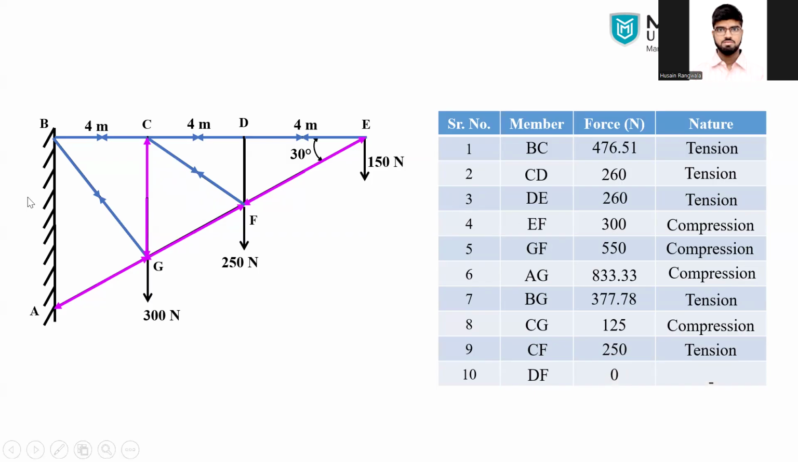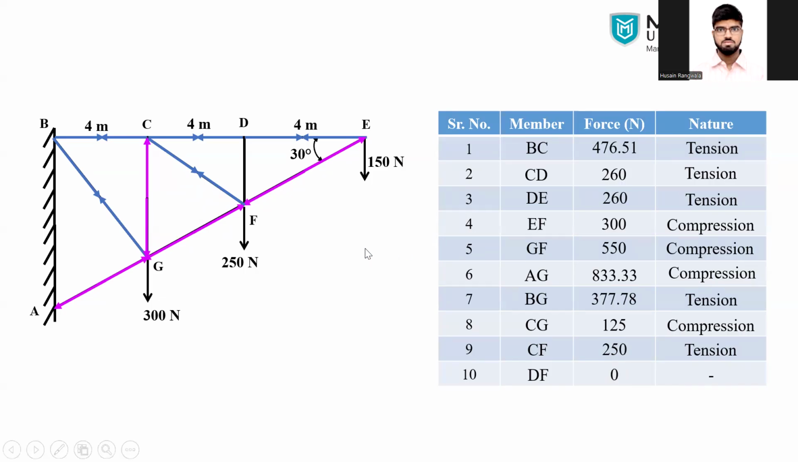So you can see in the figure as well that whatever blue color forces are shown, that is nothing but tension members, while the purple color forces shown are compression members. So whenever we have to design, we have to design according to the nature of the force.